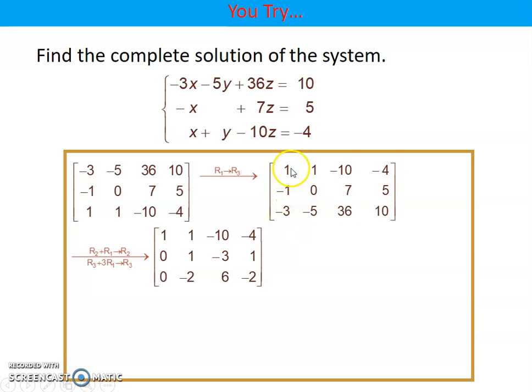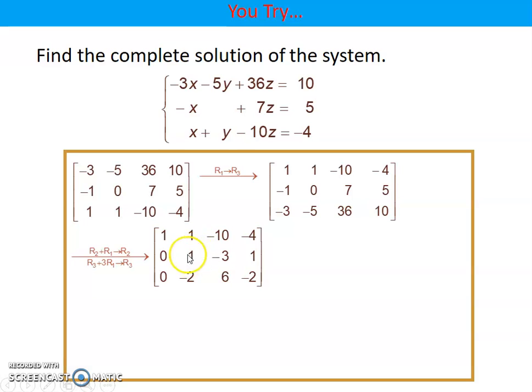Now for the next one, I'm going to multiply this by 3 first, and then add it. If you want to pause this video at this point so that you can do that on your paper, you may do so. So this becomes 3 plus negative 3 is 0. That's that. 3 plus negative 5 is negative 2. Negative 30 plus 36 is 6. And then negative 12 plus 10 is negative 2. So we've done 2 steps in one for this particular matrix.